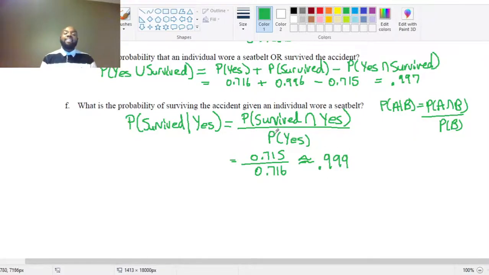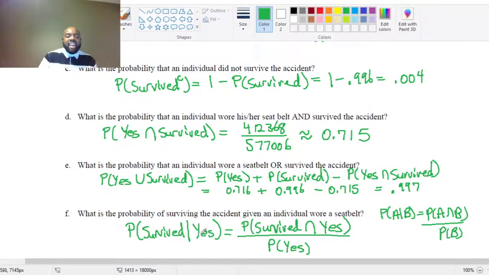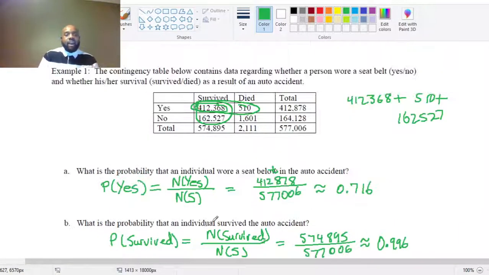Now, I did that based off of my probability rules. An alternative way to do this is to look at your table and notice it's given the yeses. This means condition everything on your yeses. That means I'm not going to worry about the people who did not wear a seatbelt. They're not of concern. I'm just looking at those people who said yes, right? So if I go back to my table, I'm only concerned with this row of data here. This is what conditional probability means.